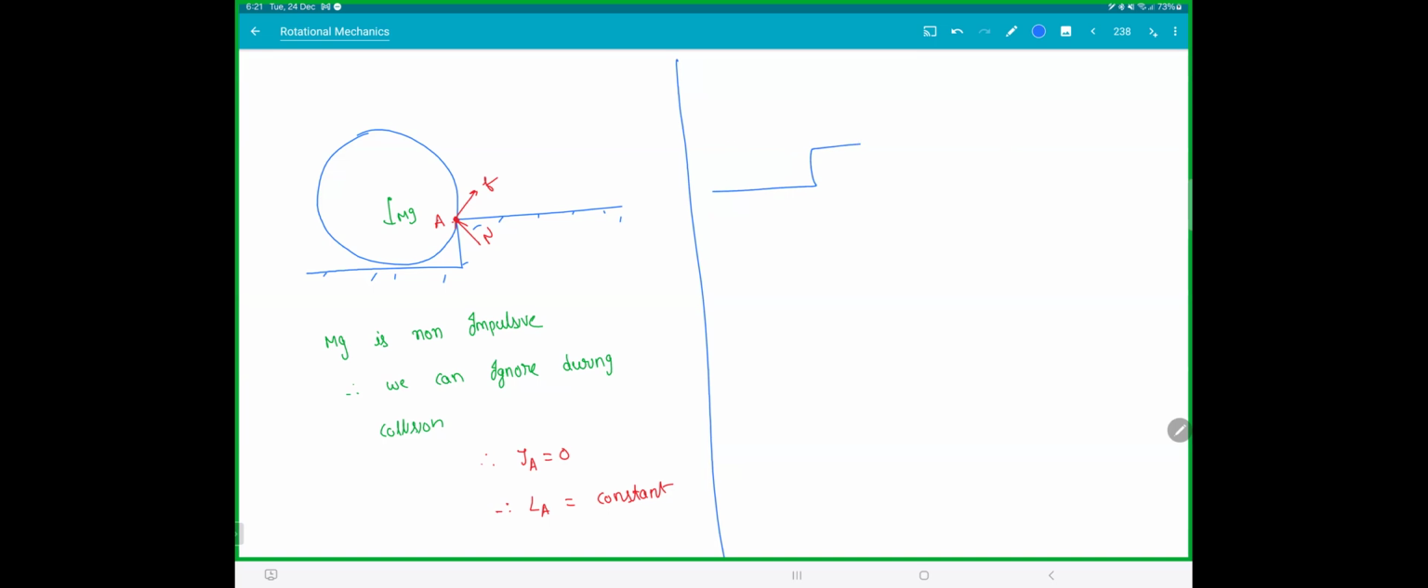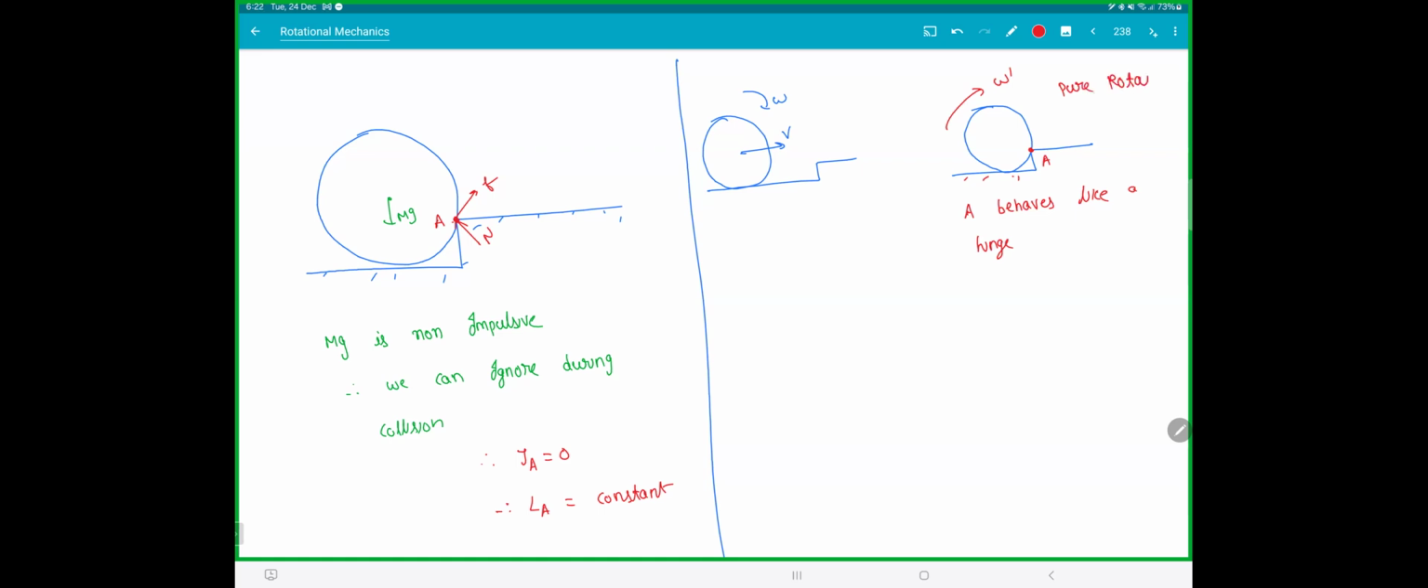So initially this guy is coming with V and omega. And then you're still there, you're just about to collide. Now this whole setup is rotating with omega dash. So A behaves like a hinge. It's pure rotation. So you have made a rolling motion into pure rotation. This is pure rotation about A. So initially it is rolling.